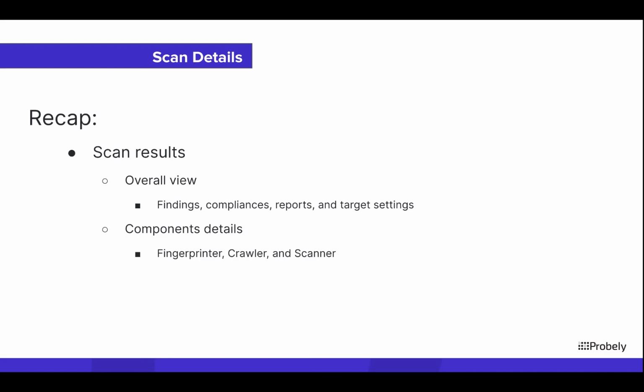And that's it. Let's recap what we talked about in this video. We introduced the scan results page, with its overall view with the total number of findings, status of the compliances, buttons to issue reports, and the target settings used for the scan. Then, we talked about the section with the status of the three components at play in a scan, the fingerprinter, the crawler, and the scanner. And we explored all the details provided by Probly for each component.